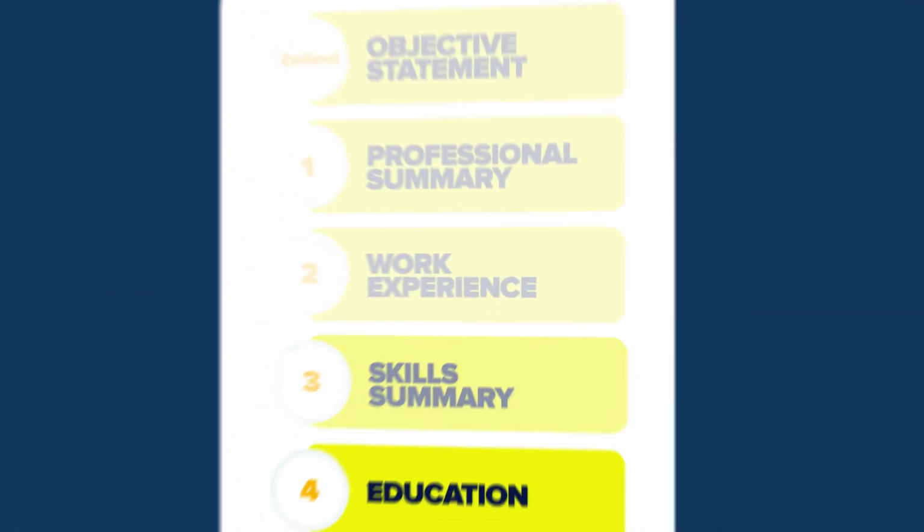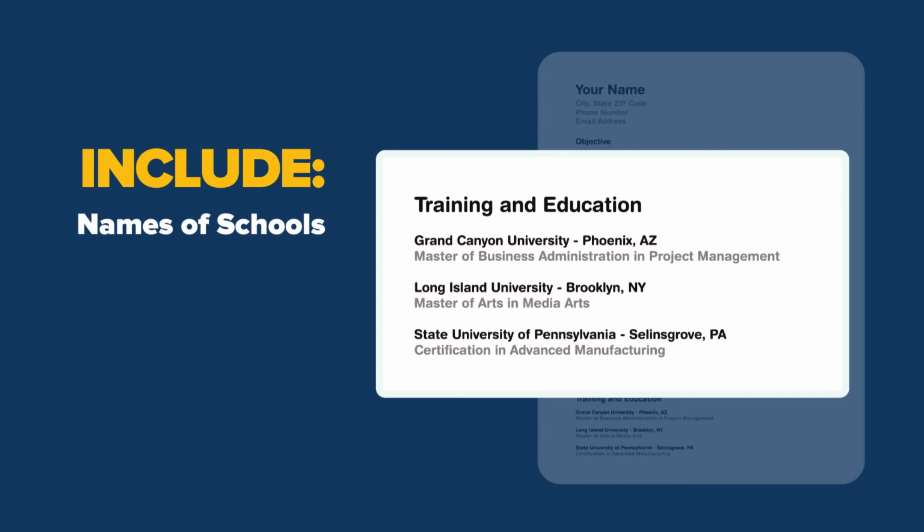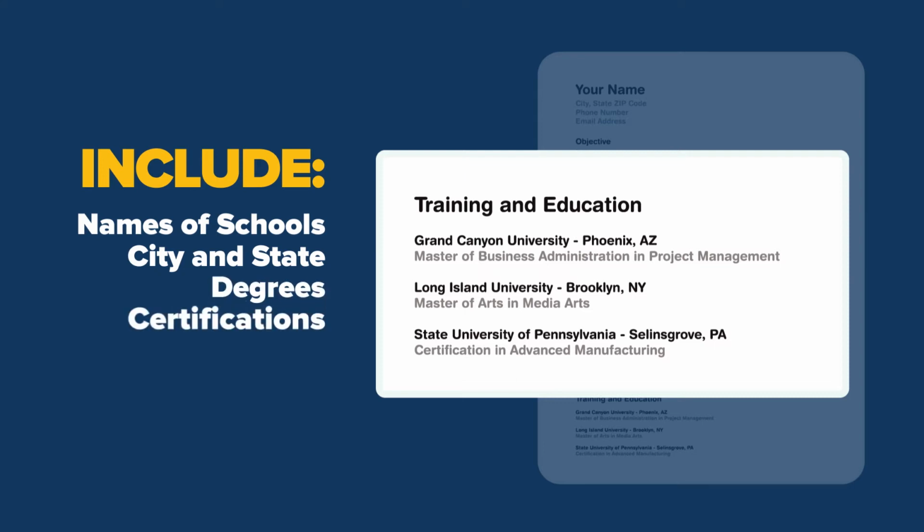The final section is education. In this section, include the names of any schools and training institutions you've attended, the city and state where they are located, and the degrees, certifications, or diplomas earned. Include any other coursework that is relevant to the job for which you are applying. List these in reverse chronological order with the most recent training or degree at the top.